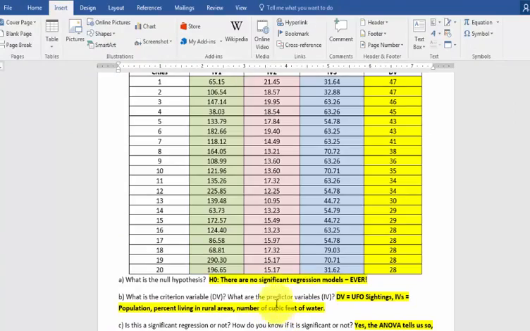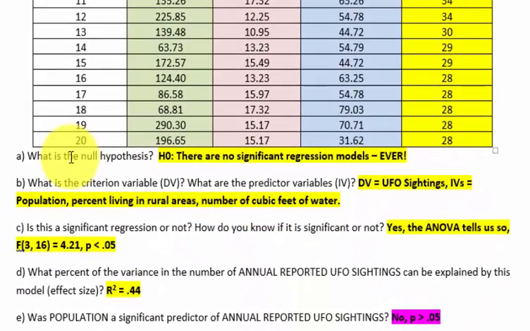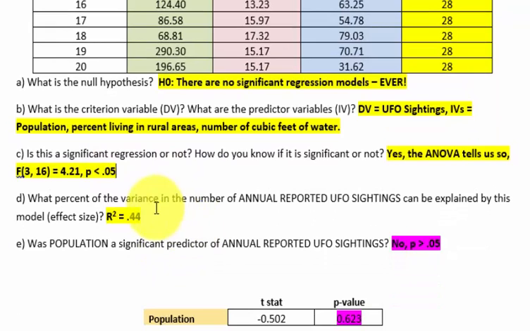Let's go back to our questions. Okay, the null hypothesis states that there's no regression. Nothing predicts anything. So the DV, the criterion, is UFO sightings. The IVs are population in thousands, the percent living in rural areas, and the number of cubic feet of water. And it is a significant regression. The ANOVA tells us so. Because it was less than 0.05, that means it's a significant regression. And we can explain 44%, that's your R squared, your effect size.